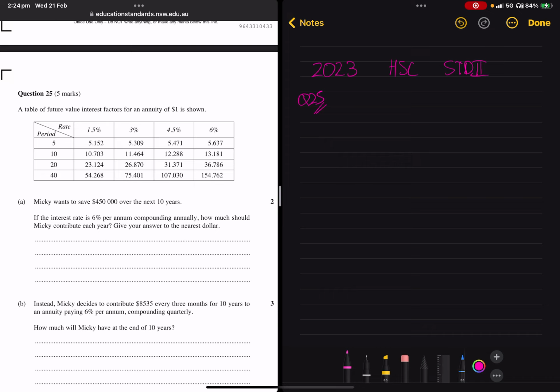So he wants to save with a period of 10 years. So for part A, the period is going to be 10 years. And the interest rate, which we might call I, is going to be 6%. So we look for period 10, interest rate 6. They overlap with the number 13.181. Now this tells you how much money you will get if you deposit $1 each year with an interest rate of 6% for a period of 10 years. So this is the future value of a $1 annuity.